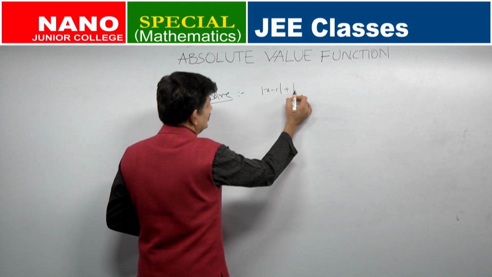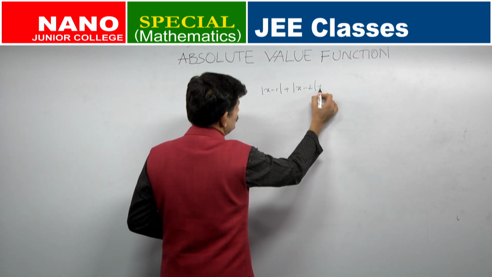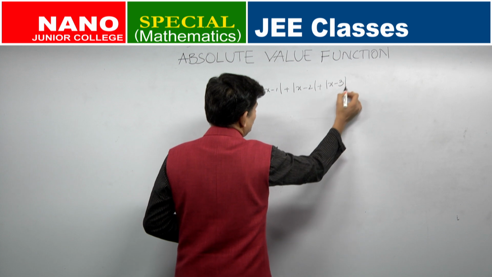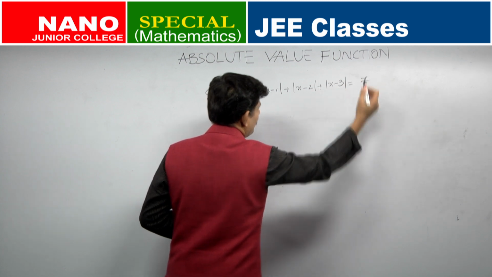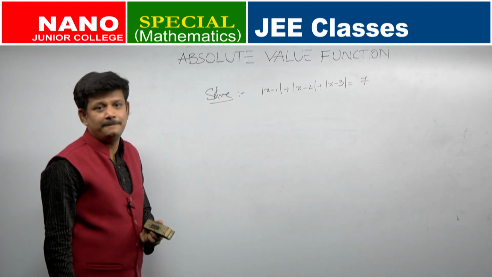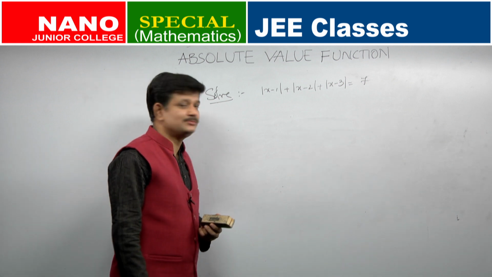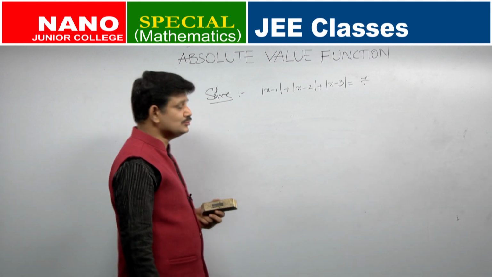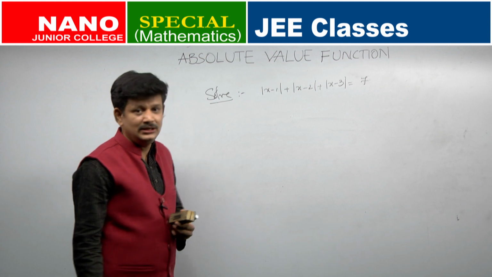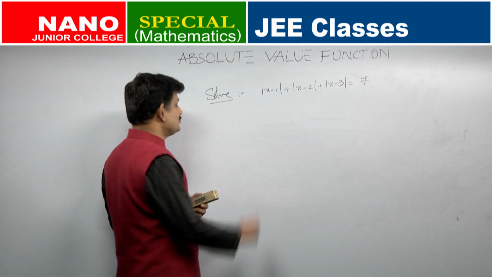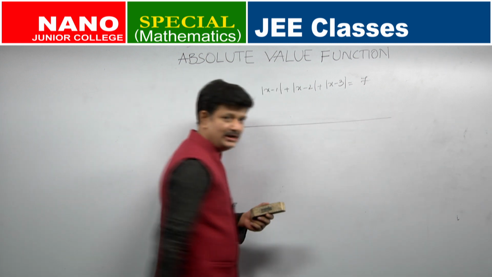Modulus of x minus 1 plus modulus of x minus 2 plus modulus of x minus 3 is equal to 7. What is the question? Modulus of x minus 1 plus modulus of x minus 2 plus modulus of x minus 3 is equal to 7. I can solve this question both geometrically as well as analytically. I will do both of them.